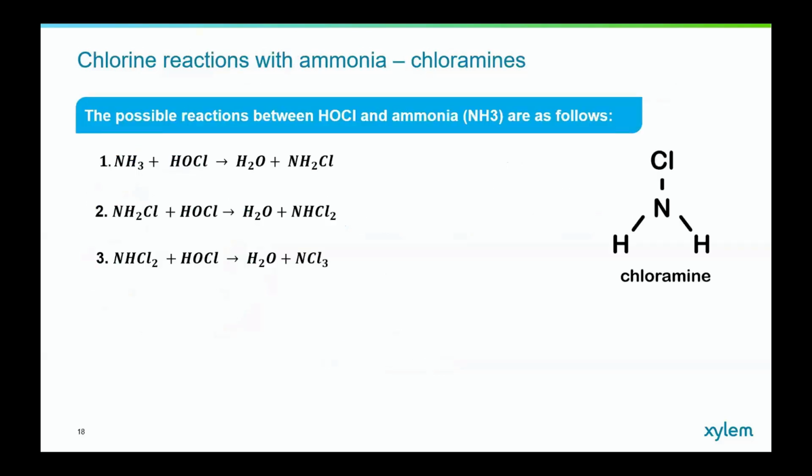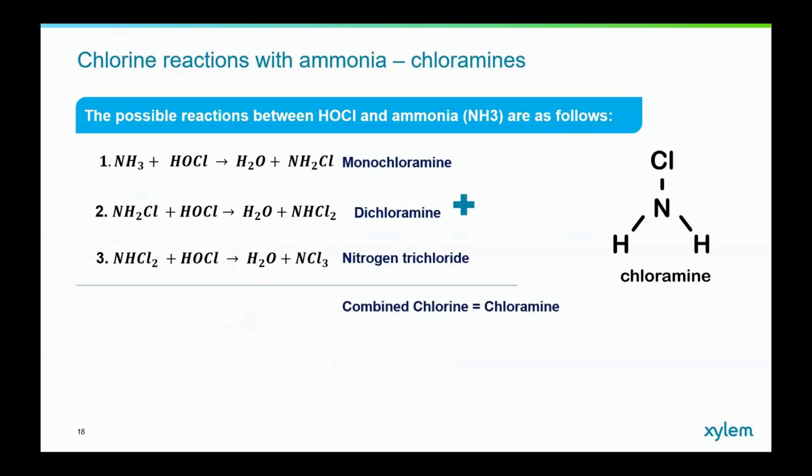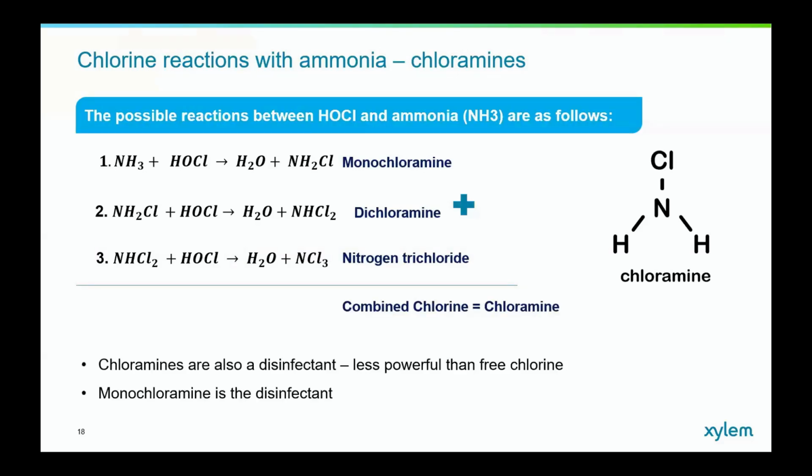Another form of chlorine, referred to as combined chlorine, is the chloramines. Chloramines form when hypochlorous acid reacts with ammonia and, to some extent, organic nitrogen compounds in water. These compounds are monochloramine, dichloramine, and trichloramine, or nitrogen trichloride. All chloramines have disinfectant capability, but not all chloramines are used as a disinfectant.